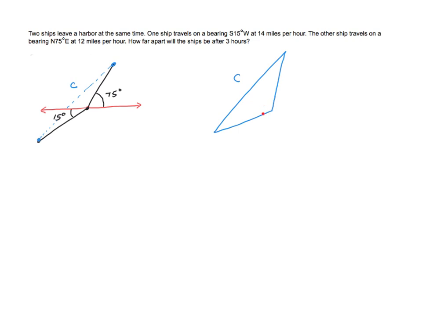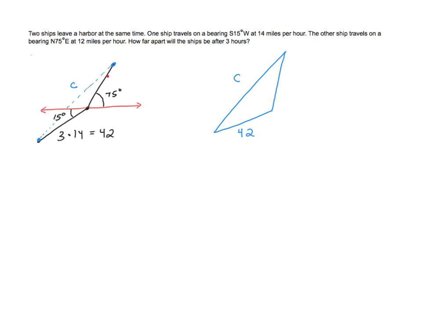If you know this angle, and you know the length of this side and the length of this side, you can use the law of cosines to solve for C. And that's exactly what we're going to do. For starters, we're not told how long this part of the triangle is, but we can reason it out. This ship is traveling at 14 miles per hour. After 3 hours, this distance will be 3 times 14, which is 42. So I'll put 42 here.